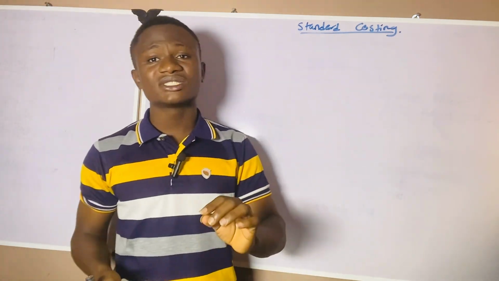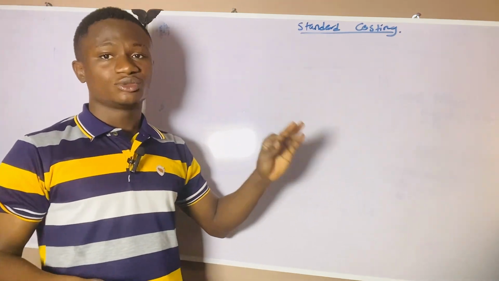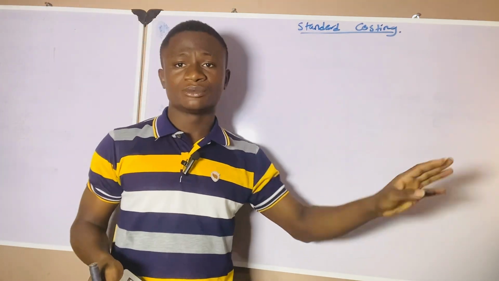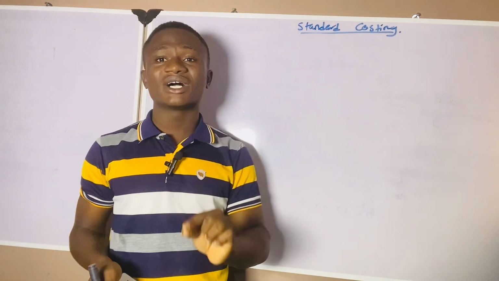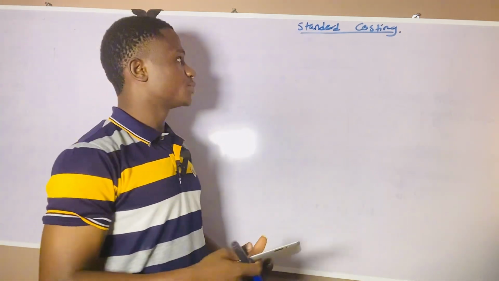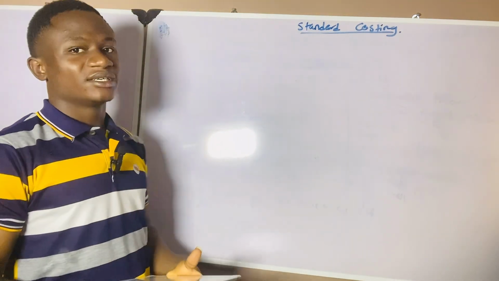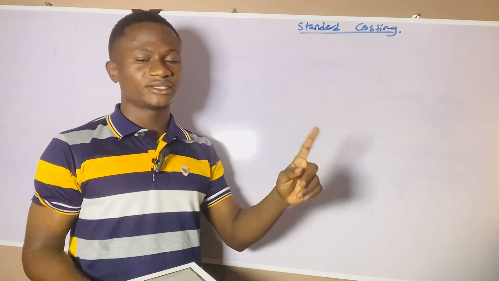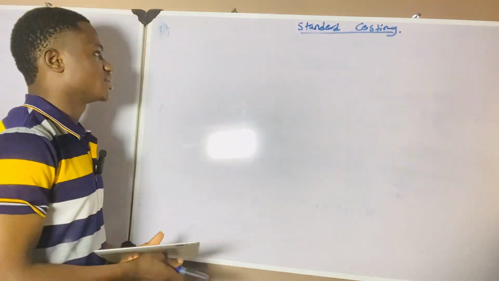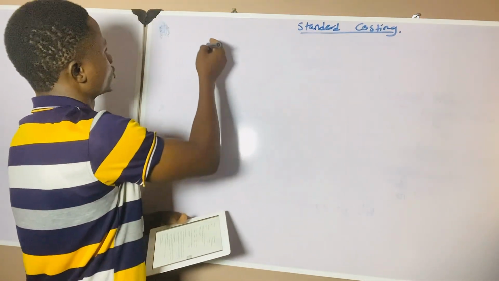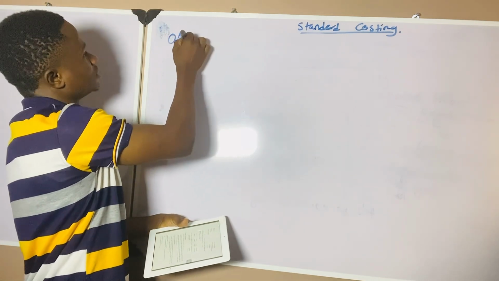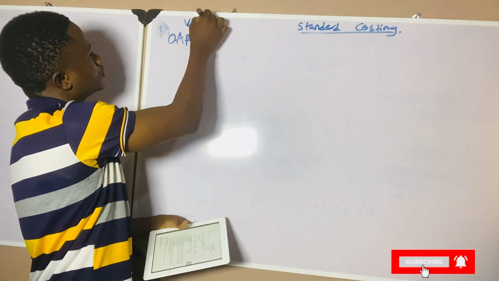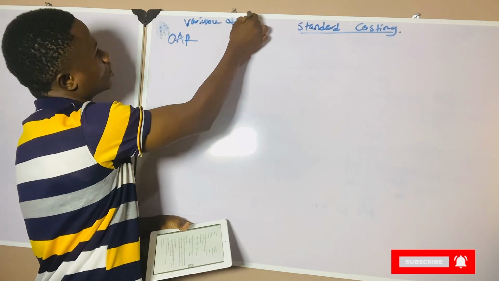Whenever you want to calculate anything that has to do with overhead, whether fixed or variable, the first thing you need to do is to calculate the overhead absorption rate. Let me start with variable overhead expenditure variance, or variable overhead cost variance, and the overhead absorption rate for it.